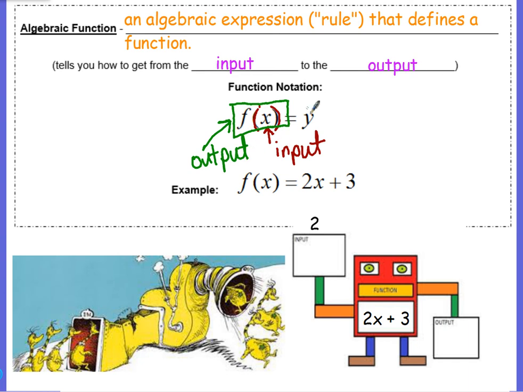Sometimes our output can also be represented as y. Therefore, f of x is equal to y. Both of these are your outputs. Your input is represented by the letter x. So in this example below, we have f of x equals 2x plus 3. This is our algebraic expression, or our rule, that defines f of x. In this example, x is our input.